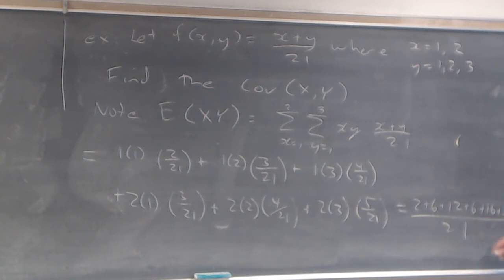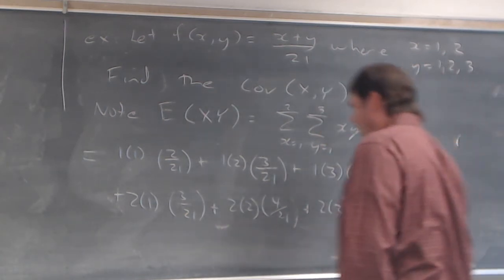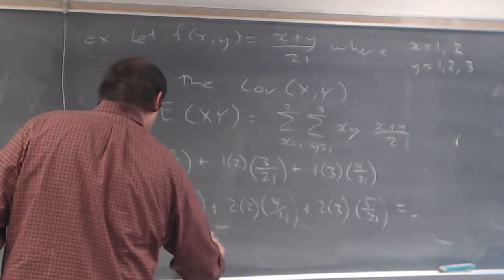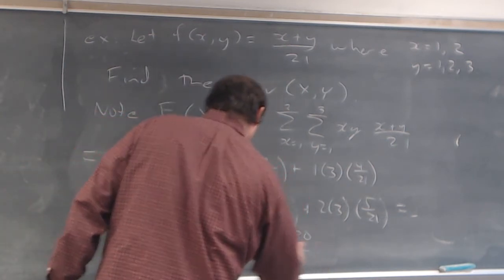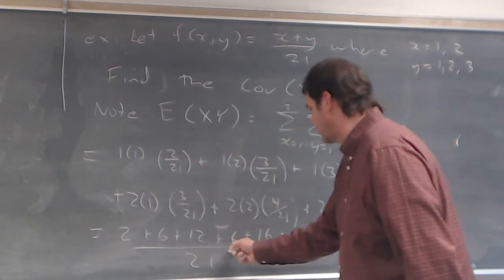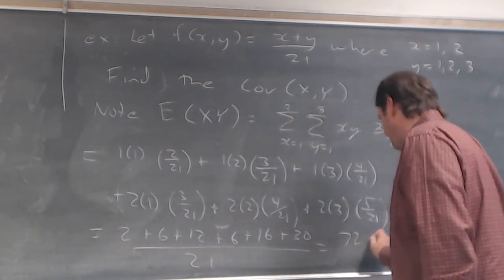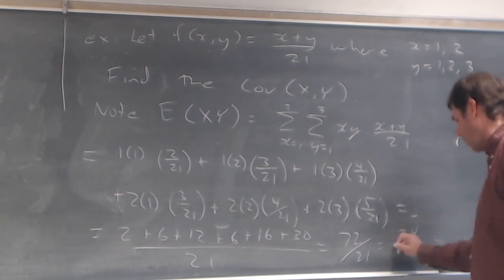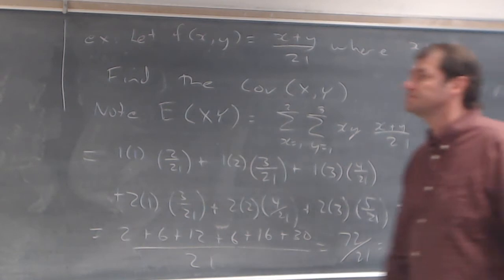I think I'm out of the screen here. Let me rewrite that. So it was 2 plus 6 plus 12 plus 6 plus 16 plus 30 over 21. And when we add those together, there's 8, 20, 26, 42, 72 over 21. Dividing by 3 on both, that's 24 over 7. That's what we get, 24 over 7.